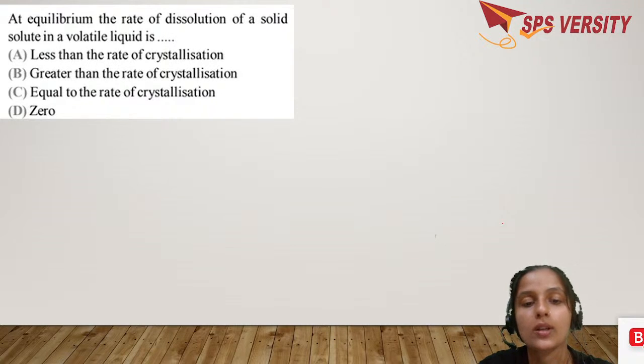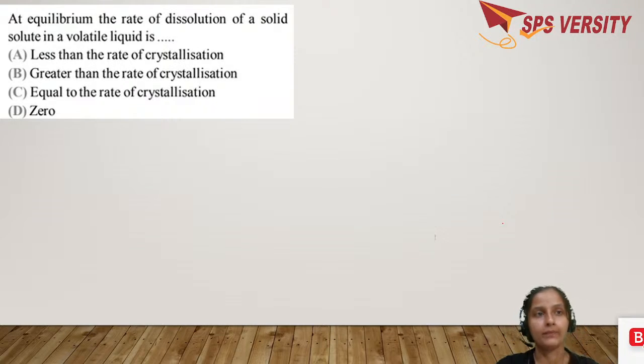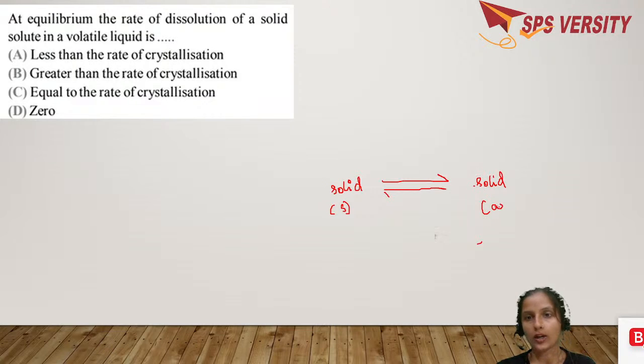What is dissolution? What is crystallization? All these meanings. Dissolution is when you dissolve the solid in the liquid. Say you have a solid, which is in the solid form, and here it is in the liquid or aqueous form. So you are going to dissolve a solid in water. This solid to aqueous conversion is called dissolution.